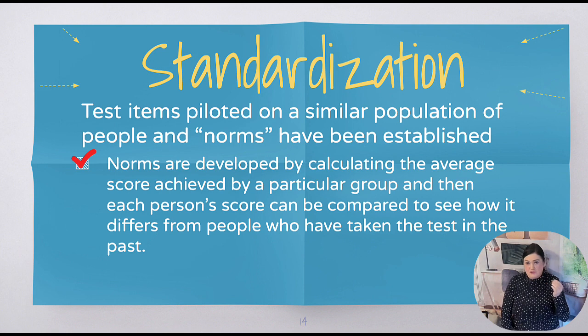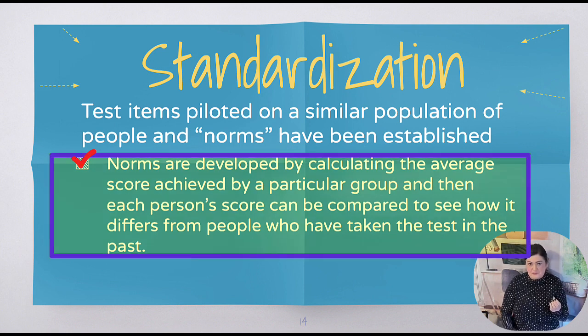Okay, but first, norms. Norms are developed, meaning a normal score from the piloted group, let's say, is 75%, right? The most, or the average, or the median, or whatever you want to call it, is the norm. They have developed this norm by calculating the average score achieved by a particular group. And then each person's score can be compared to see how different it is from those people who have already taken the tests in the past.